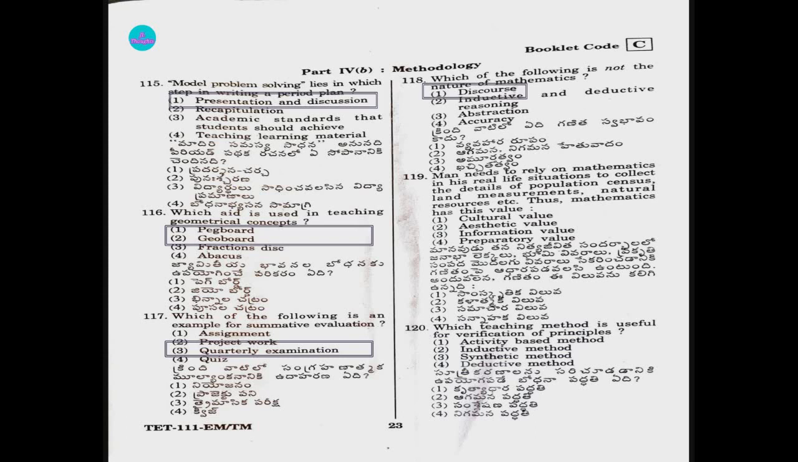119. Man needs to rely on mathematics in his real life situations to collect the details of population census, land measurements, natural resources, etc. Thus, mathematics has this value: cultural value, aesthetic value, information value, preparatory value. So for all this, what is required for us? Information is required. So answer is option 3, information value. 120. Which teaching method is useful for verification of principles? 1, activity based method, 2, inductive method, 3, synthetic method, or 4, deductive method. So answer for this is 4, deductive method, because while teaching we need a deductive method to verify the principles.